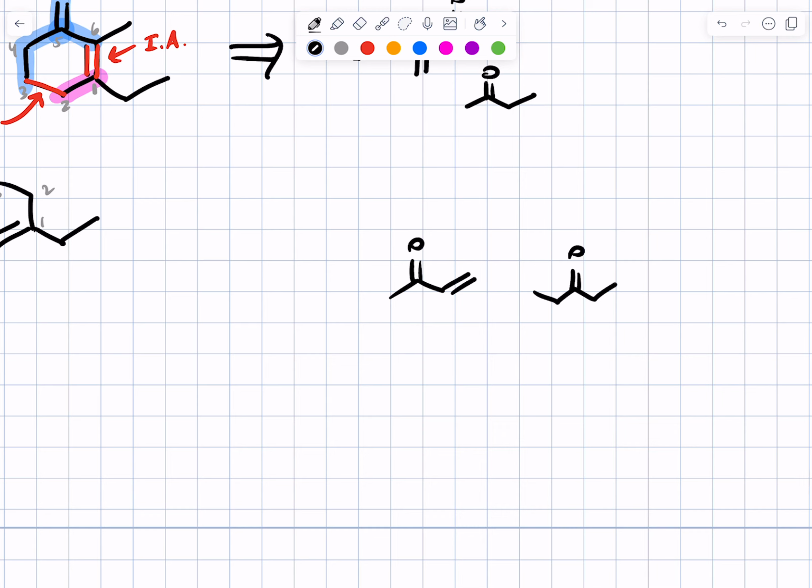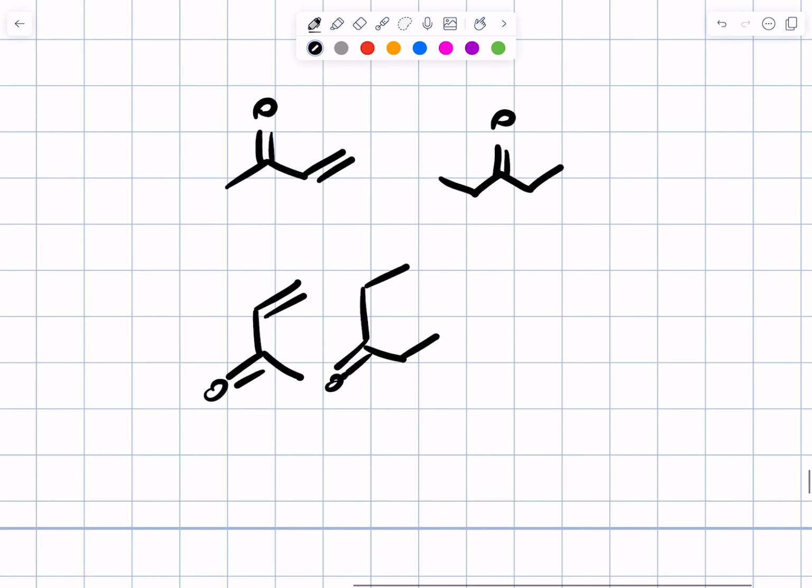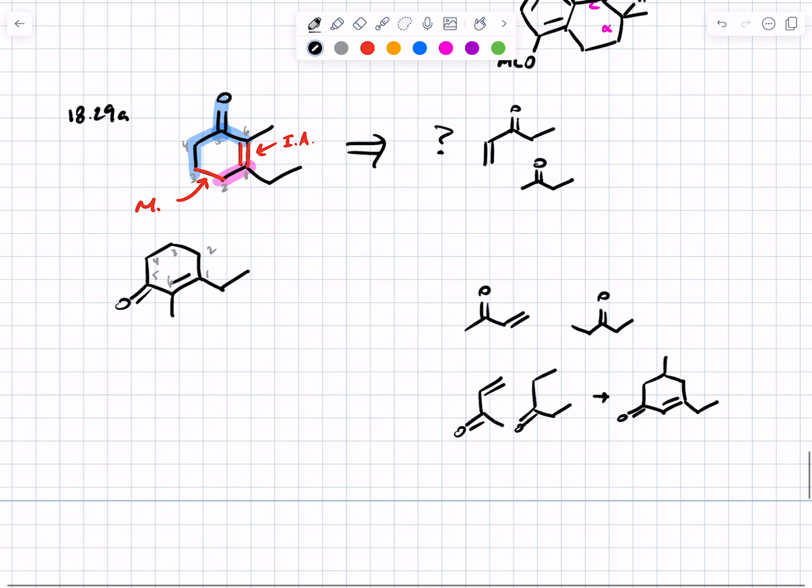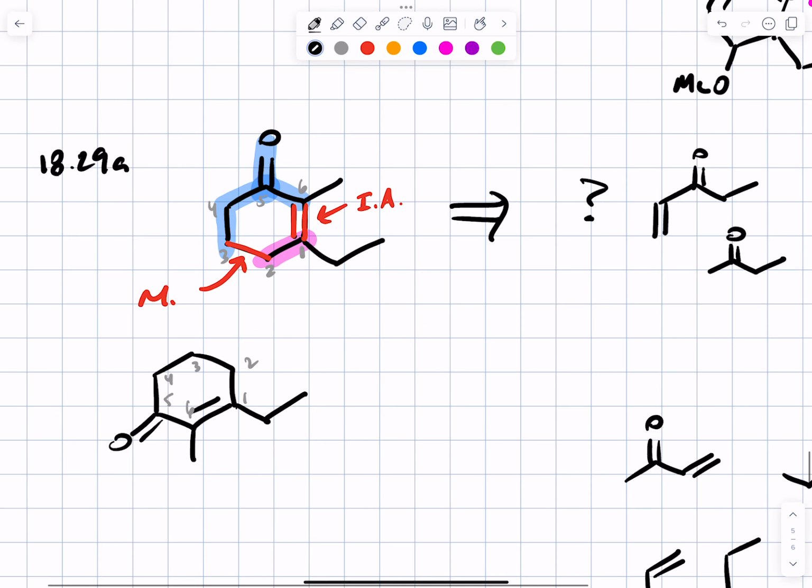But we could do that. Those starting materials would lead to this Robinson annulation product. Yeah, that would put the methyl group in the wrong place. Okay, good. Other questions?